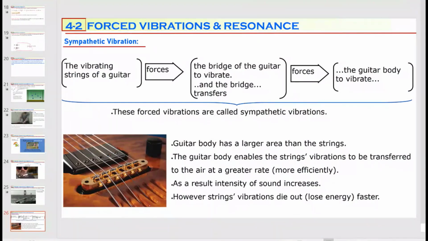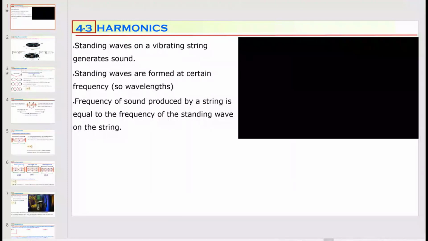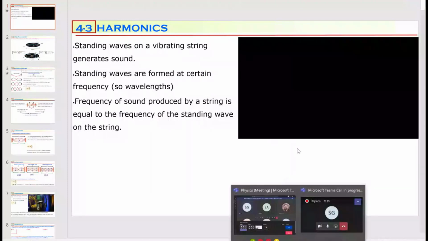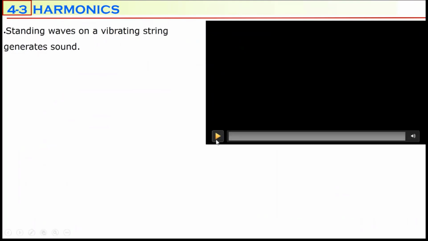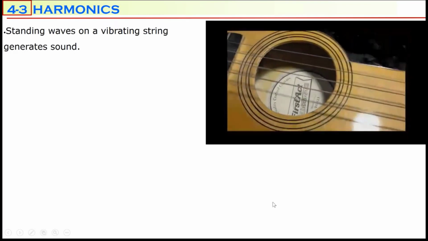Section 3 is completely about standing waves. Now we are going to learn how sound is made by an instrument. First, standing waves on a vibrating string generate the sound. Now watch this movie.